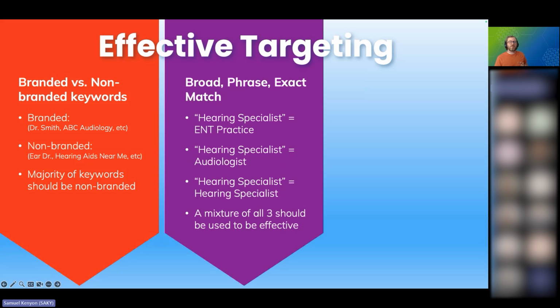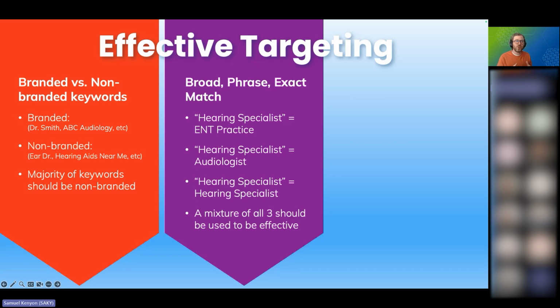Now, the keywords we bid on, I think it's important for everyone to understand the types of keywords. It may seem technical, but I think once you understand it, it makes more sense. So there's 3 types of keywords you can bid on. Say you want to bid on hearing specialist. Well, you can choose broad, phrase, or exact match keywords. Broad opens it up to a wide variety. It lets Google say, well, hearing specialist is a lot like ENT practice. So let's show them an ENT practice's ad because it's broad.